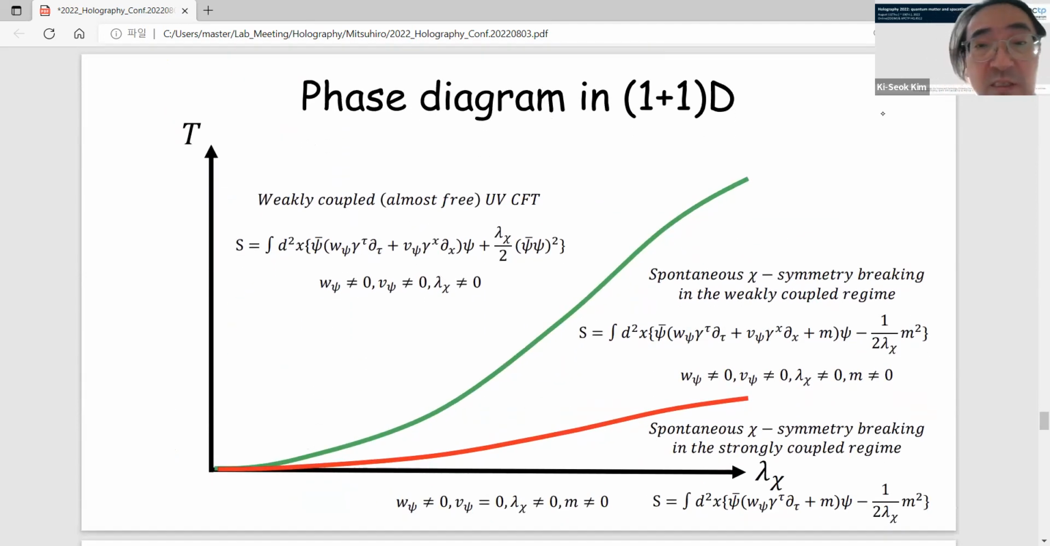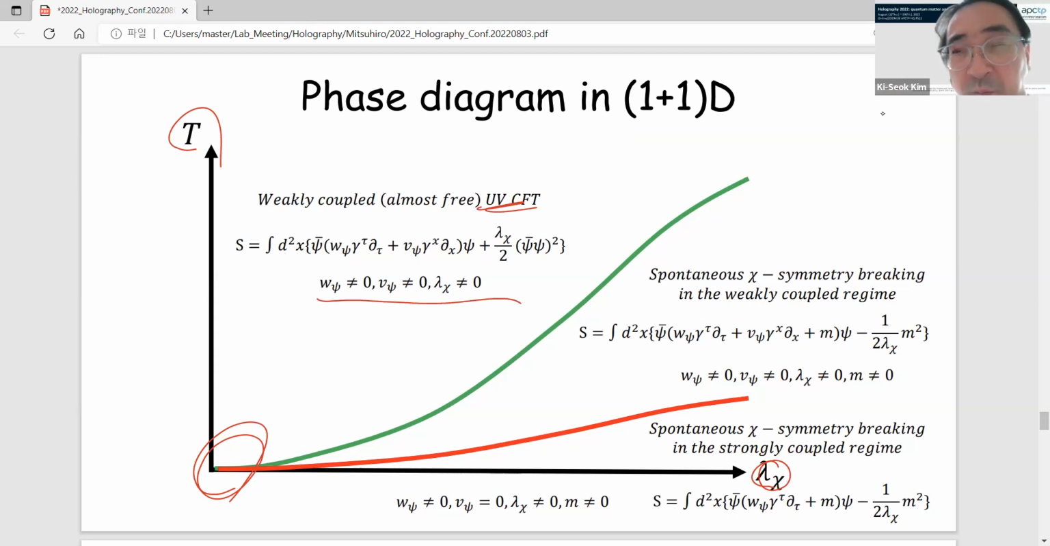So the question is the phase diagram. It is like this, although somewhat speculative because we consider zero temperature and the RG flow. But I just translate. At high temperature, this is 1 plus 1D. There is no phase transition. With infinitesimal coupling, you have some chiral symmetry breaking. Almost free perturbative UV CFT fixed point here. You can call this AdS3.